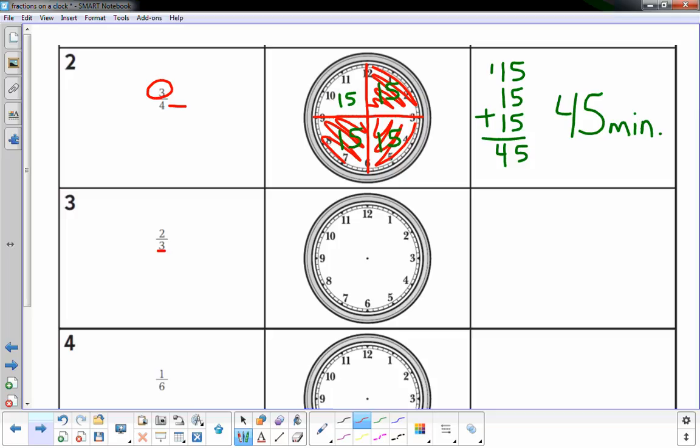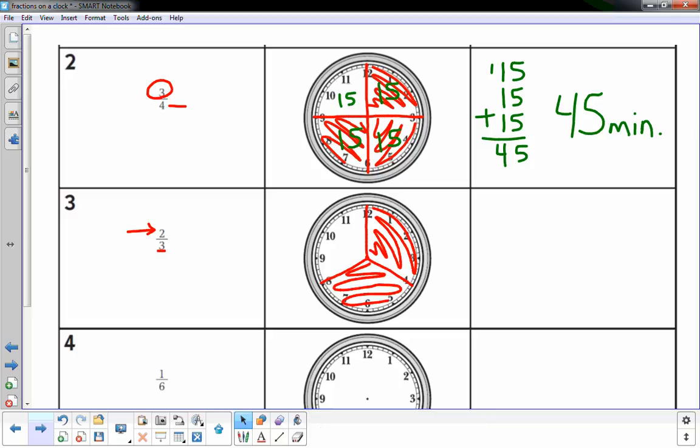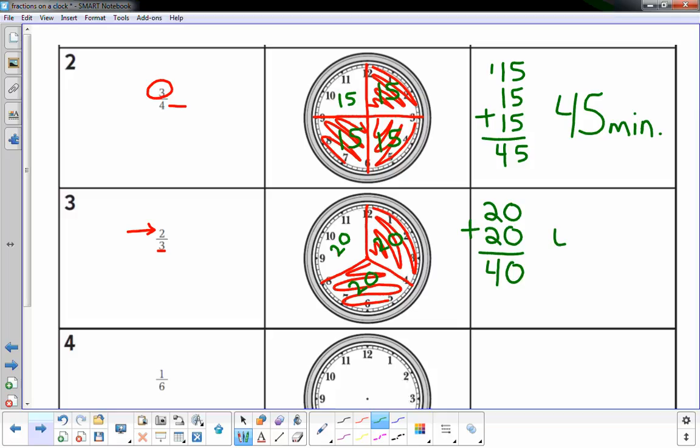2/3. The bottom number means 3 equal parts. I know a third is 20 minutes, so at the 4, and at the 8, and at the 12. The top number, the 2, means 2 of those 3 are shaded in. 1, 2. 2 of the 3. Each one is 20 minutes. So 2 of those 20-minute sections is my answer. It's 40 minutes.